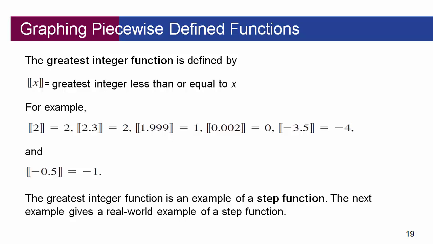Even though 1.999, if we rounded normally, how we normally round in math, would round up to 2, this is not a rounding function. It's a greatest integer less than function. So it's a floor function, always rounding down. So 0.002 rounds down to 0. Negative 3.5 is where it gets tricky, because on the negative side you now have to round down to negative 4. And then negative 1/2 rounds down to negative 1. So that's the greatest integer function.